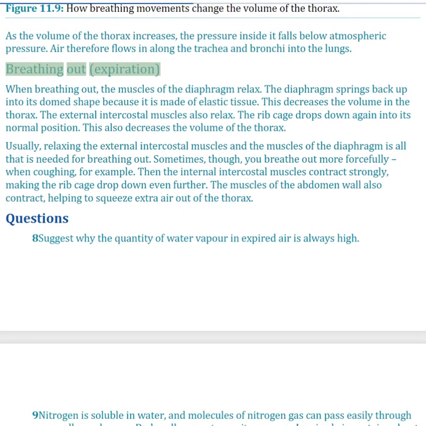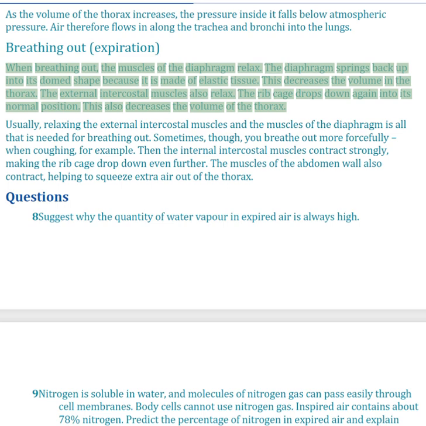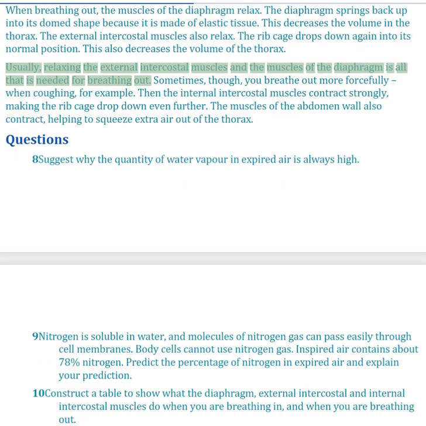Breathing out. When breathing out, the muscles of the diaphragm relax. The diaphragm springs back up into its domed shape because it is made of elastic tissue. This decreases the volume in the thorax. The external intercostal muscles also relax. The rib cage drops down again into its normal position. This also decreases the volume of the thorax. Usually, relaxing the external intercostal muscles and the muscles of the diaphragm is all that is needed for breathing out.